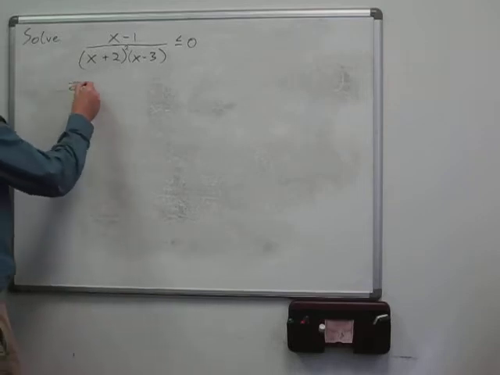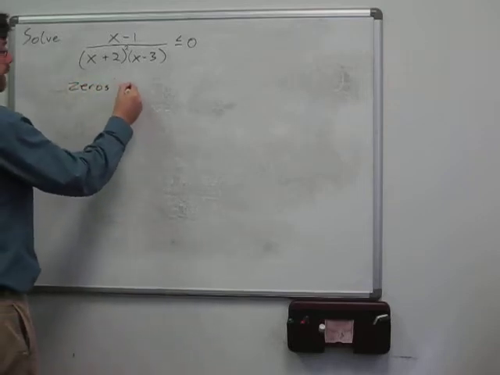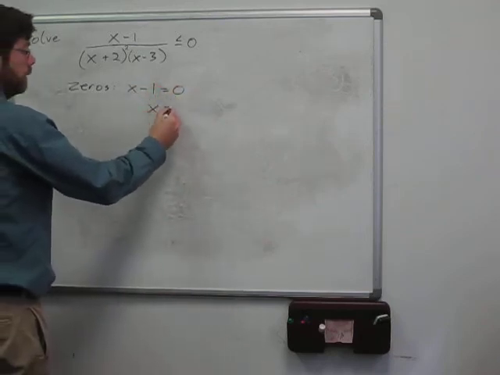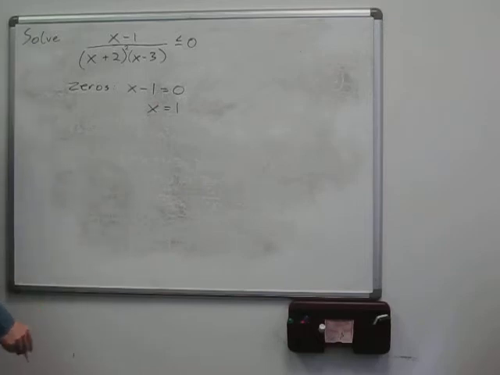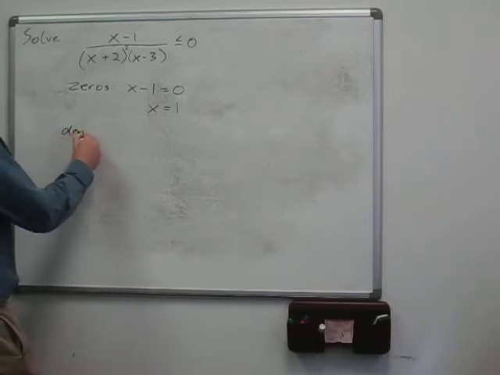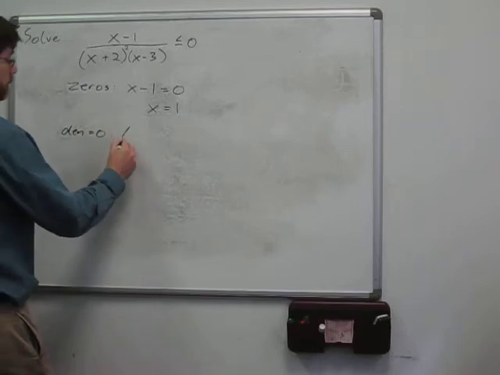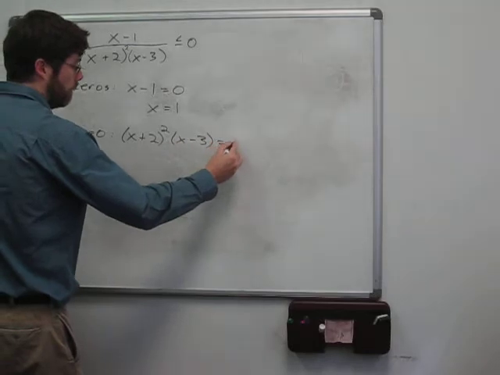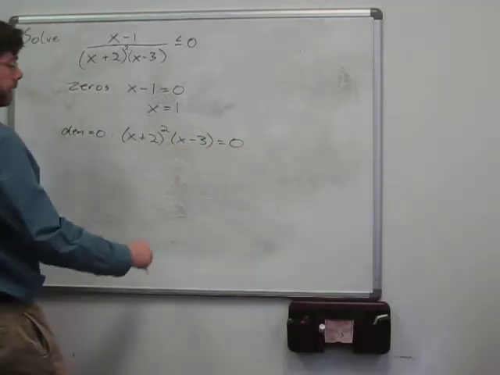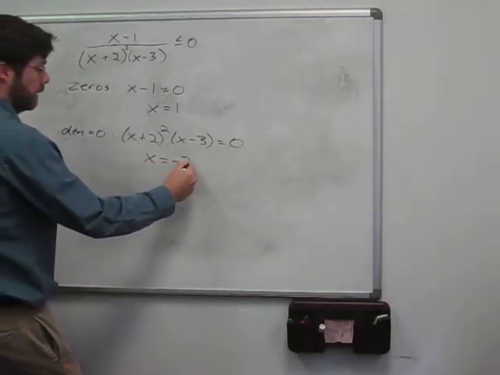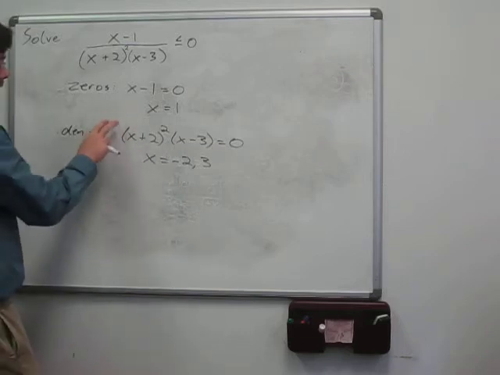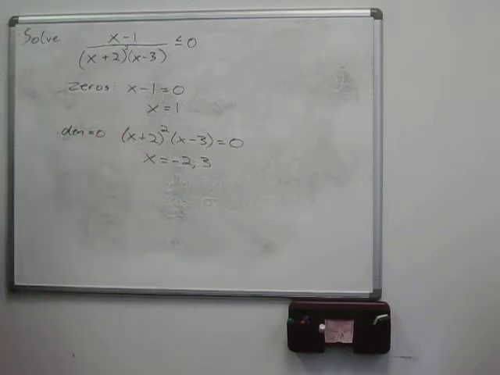So, first find the zeros by setting the numerator equal to 0 and solving for x. Here we get x equal to 1. We also want to find out where the denominator is equal to 0. Here, when we set our denominator equal to 0, we see pretty clearly that -2 and 3 are the only x values that make the denominator equal to 0. So we found the x values where our rational function can change sign.